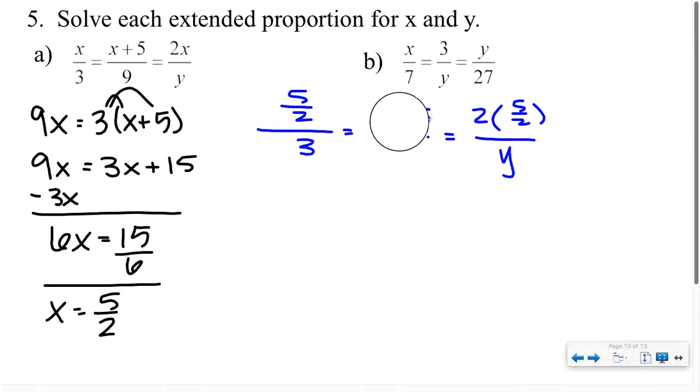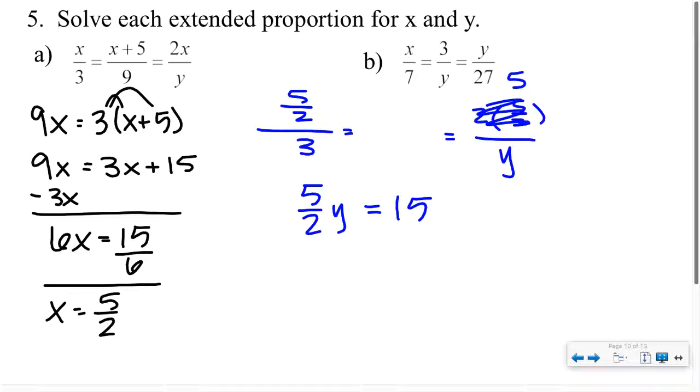So I'm just going to erase this for now. Cross multiply my extremes. 5 halves times y would just be 5 halves y, right? Equals, let's clean this up first. 2 times 5 halves is 5. This is actually just 5. So now I'm going to take 5 times 3, which gives me 15.